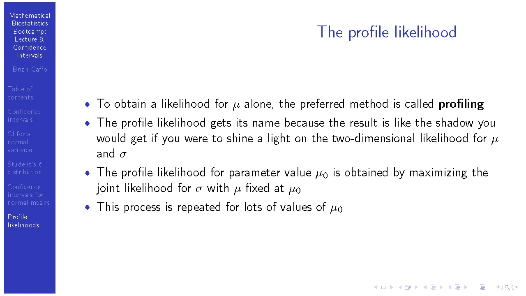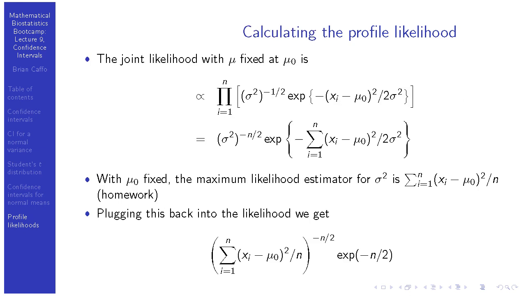So let's actually go through it. So the joint likelihood with mu fixed at mu naught is just the Gaussian density, and then we have independent data, so we take a product out front. So it's sigma squared to the minus 1/2, e to the minus (xi minus mu naught) squared divided by 2 sigma squared. And collect all the terms and you get the next line. With mu naught fixed, then the maximum likelihood estimator for sigma squared, and you can go through this, log the likelihood, take derivatives, solve for sigma squared.